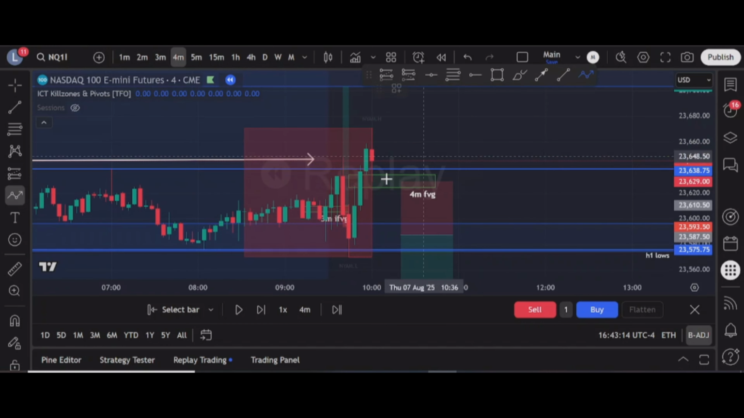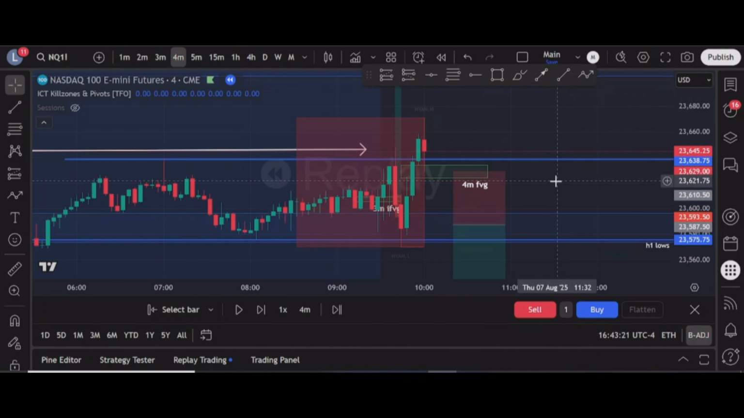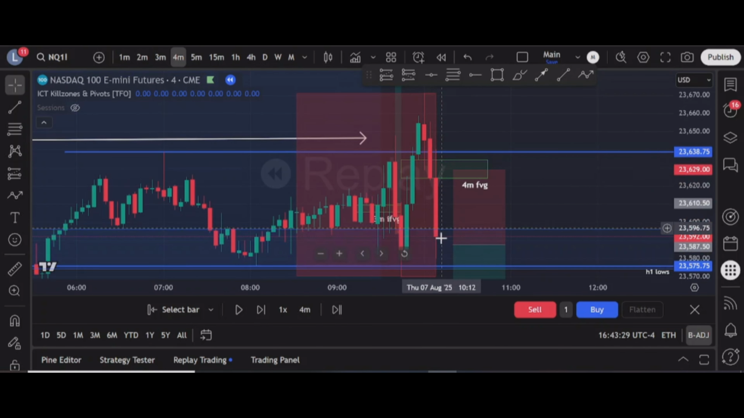But if this gap gets run through and inversed, this becomes an inverted fair value gap, and then you can look for shorts or something like that, right? That would mean the bearish order flow is taking over the bullish order flow. So we keep skipping over here, and we see that gap basically get run through, right? Price invalidates that gap.